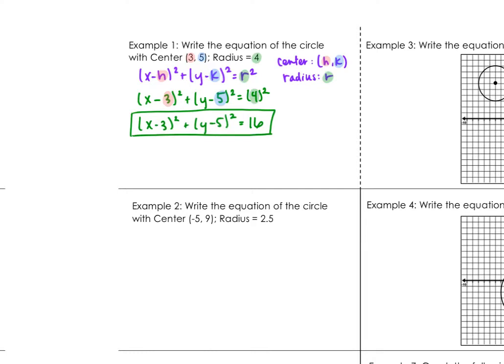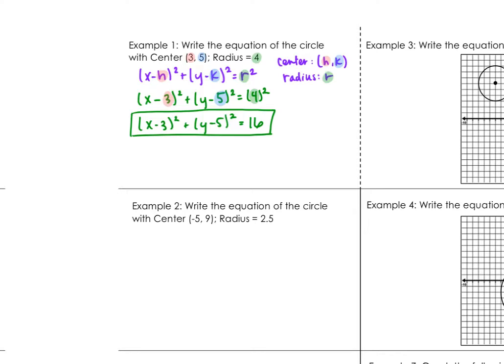One thing that I think is worthwhile pointing out here is that the center was (3, 5), and when we plug it in, it's a -3 and a -5. That's because in our form of the equation, it's x minus h, which means it's the opposite of h and the opposite of k. So when we plug it in, it is going to be the opposite signs. So let's take a look at example number 2.